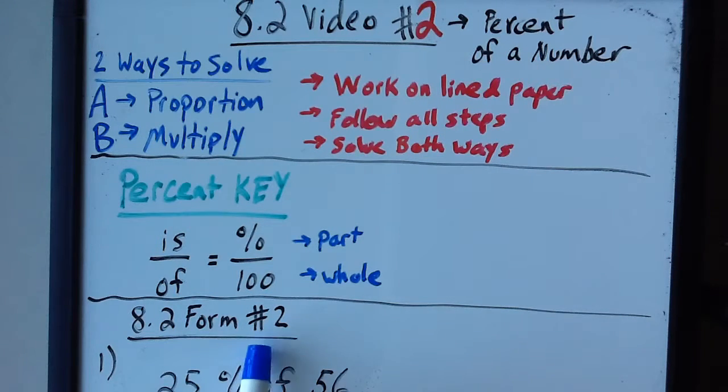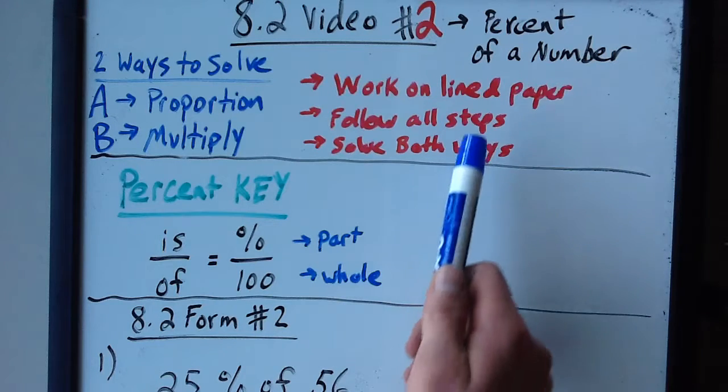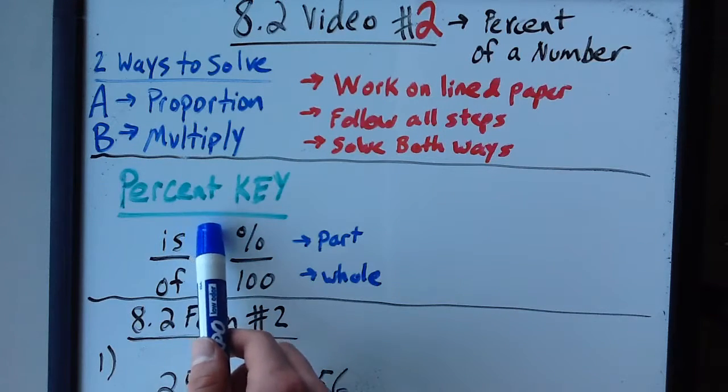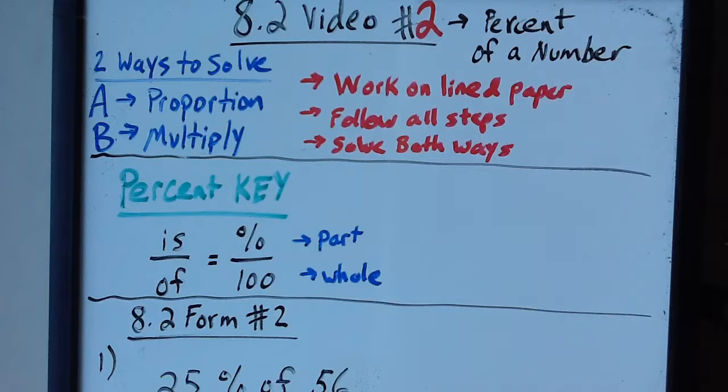Okay, for this form, you're showing your work for all 10 problems on lined paper. Follow all of the steps and solve both of the ways by using a proportion and by cross multiplying and dividing. Okay, in this video we'll talk about how to use the percent key to set up a proportion. This is going to be helpful to us also in lesson 8.3 when the unknown is something besides a part.